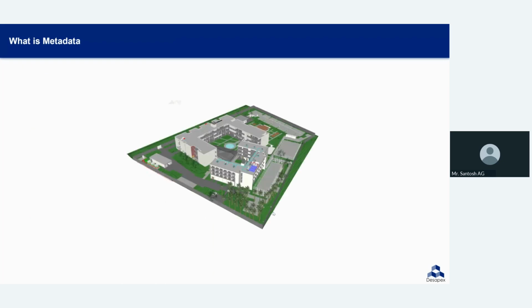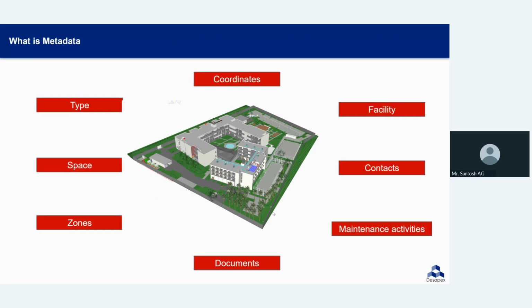BIM enables us to use metadata in the same way to describe our assets. For each of our assets, there are a lot of different types of metadata that we'll be interested in, like the types, coordinates, which type of facility, the contacts, documents, spaces, zones, and so on. By making sure we collect this metadata in a structured way, we make it easier for ourselves to find things about our assets later on. One of the things metadata allows us to do is to place our data in various classes defined by the needs of the organization.